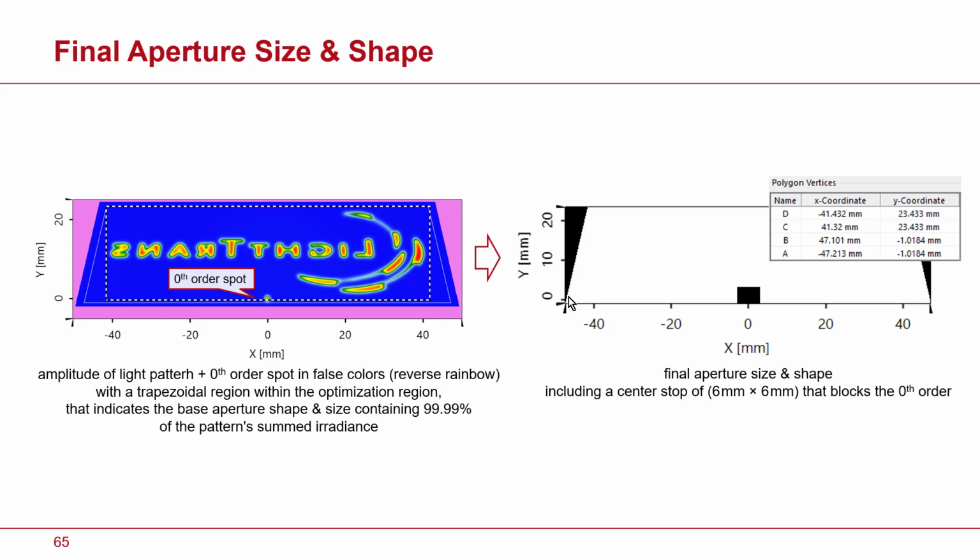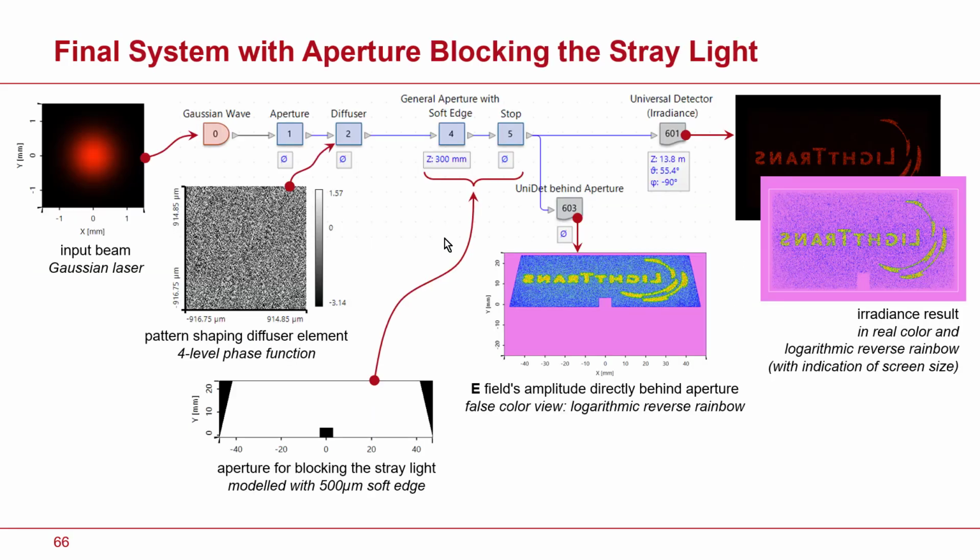Well, if it's possible for numerical effort, it's also nice if I could simulate the whole system even with the aperture. And with this example, that is easily possible. On my notebook, the simulation takes about 17 minutes, but nevertheless, it's possible. I have the Gaussian input beam. Then here my diffuser element, my 4-level phase function. Then here my aperture, blocking stray light, modeled with a 500 micron soft edge. Then I also simulate how the field looks directly behind this aperture. You see it here, real with a speckled pattern, not just a convolution, here the real pattern. Here's the E field. And then in about 14 meters distance, in a tilted position, I get my nice pattern.